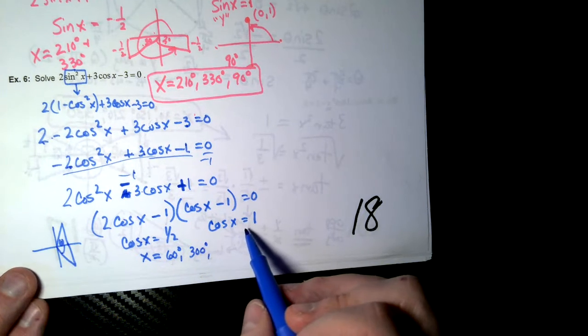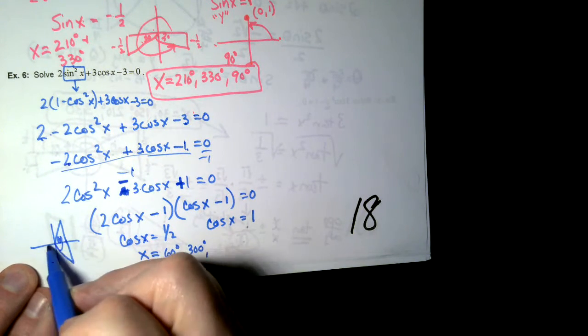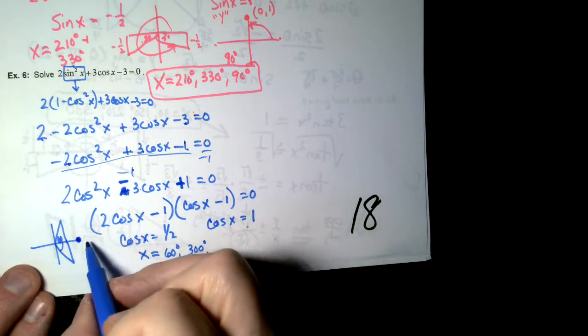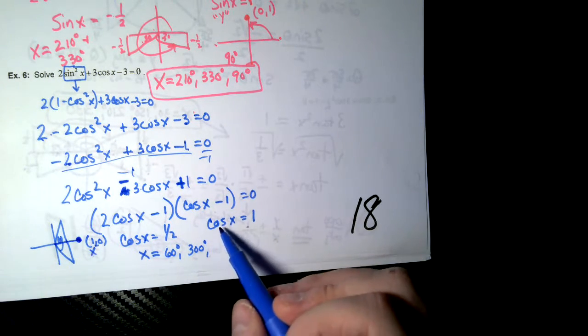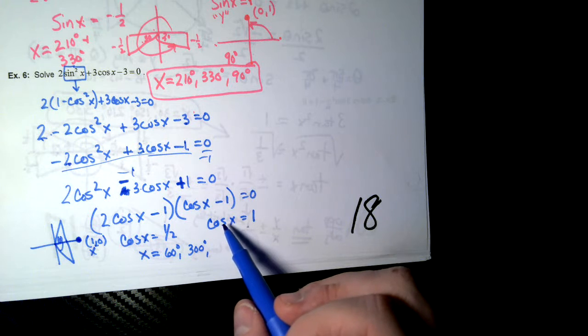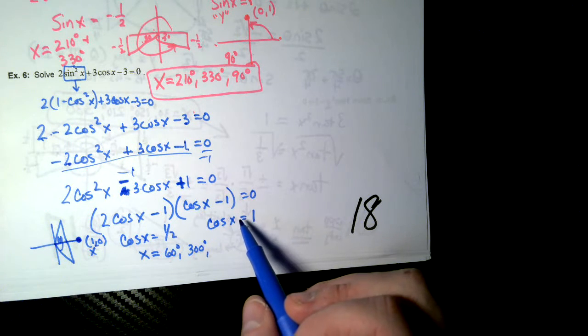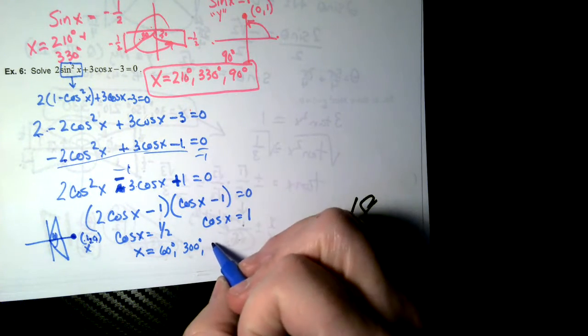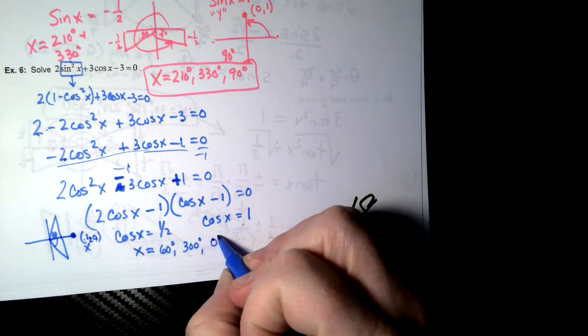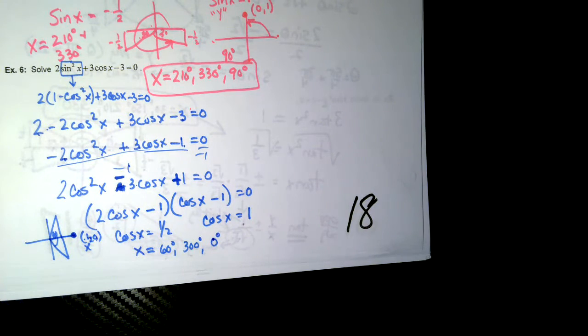For this one, when is the cosine equal to 1? It's when you're at the 0 line right here. When you're at 1, 0, the x number, or cosine, is asking what the x number is. Sine asks what the y number is. So when does it come out to equal 1? When you're at 0 degrees. And that could be an answer there.